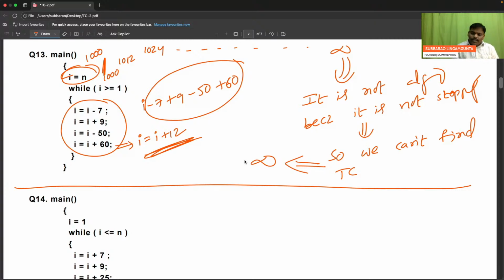Why is it not an algorithm? Because it is not stopping. It is a very, very good question. Question number 13 is very, very important. If I don't cover it somewhere, you may find some difficulty. Somewhere you may say, sir, why is it infinite?